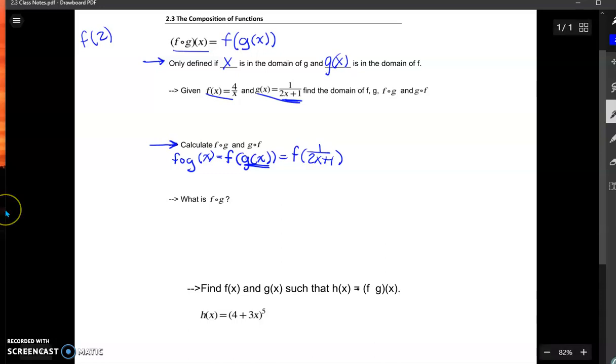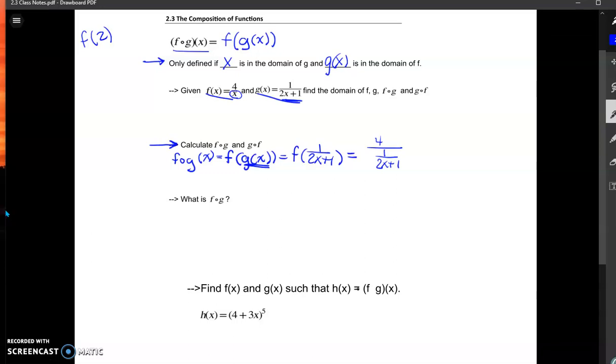Okay. Now we're going to apply the function f to that. And what that means is we're going to take the function f, so 4 over x, but we're going to replace that x with whatever's in the parentheses. So I have 4 over x, but x is this, 1 over 2x plus 1. And then we can simplify that.